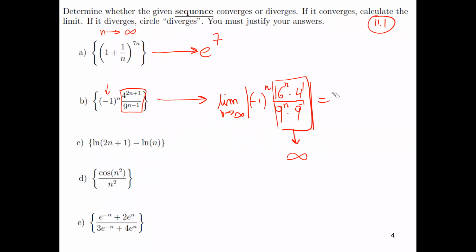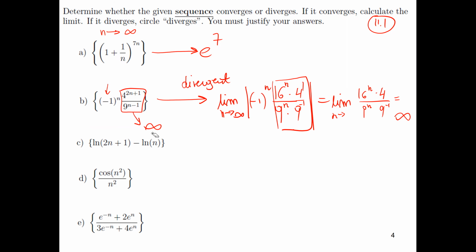So I can rewrite this: we have 16 and 9 to the n. This is just 4, and this is 9 to the -1. And we can say this is infinity, which means getting back to the original one, infinity is telling me that I have negative, positive, negative, positive. The whole sequence is divergent.